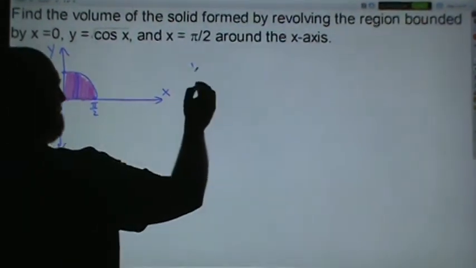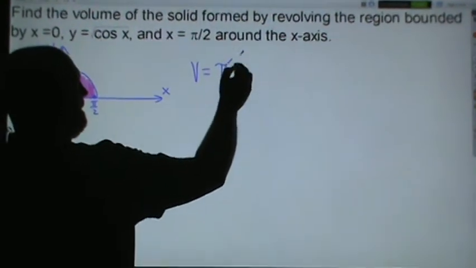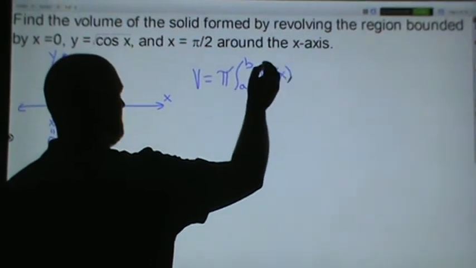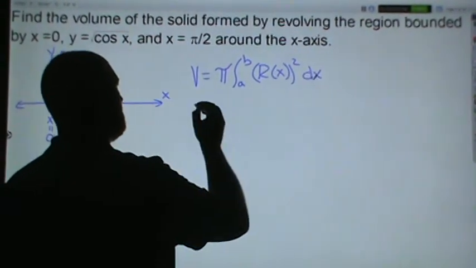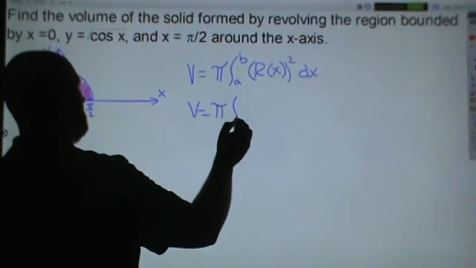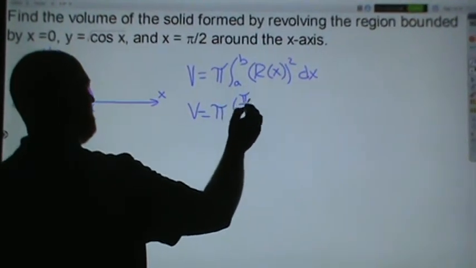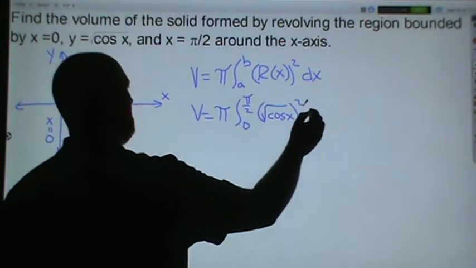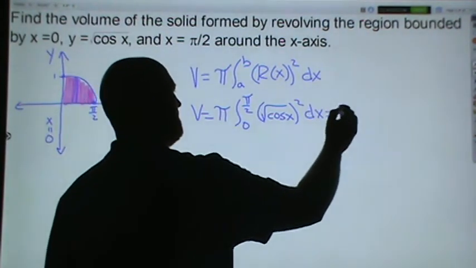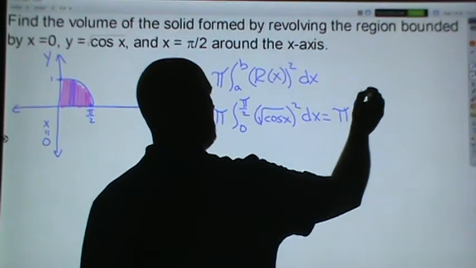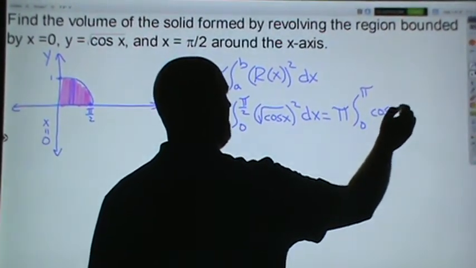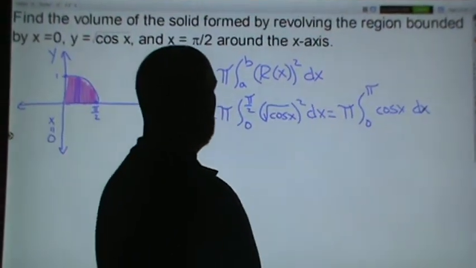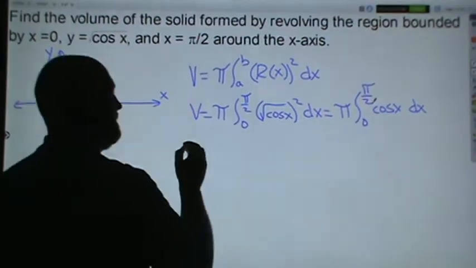So my volume is equal to pi times the integral from a to b of the radius squared dx. So volume is equal to pi times the integral from 0 to pi over 2 of radical cosine x squared dx. So when I square that, I still have the integral from 0 to pi over 2 of cosine x. And there is a pi in front.